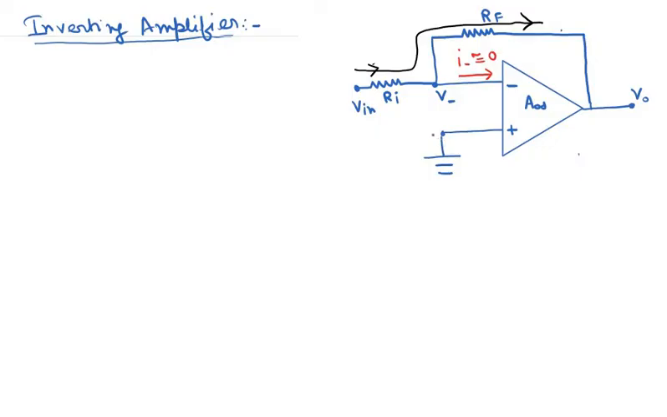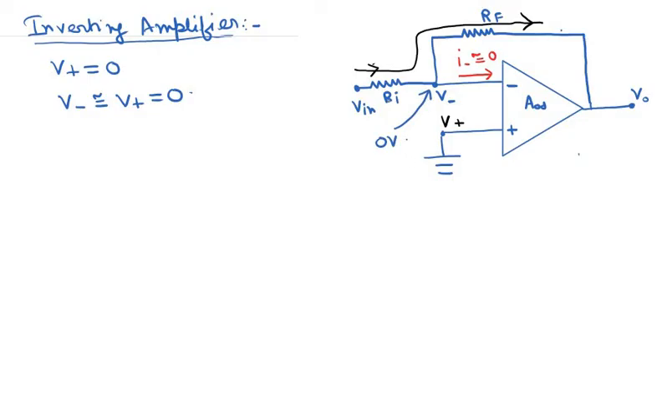Another point to note is that this voltage V plus and V minus should approximately be the same. Now V plus is equal to 0, because the non-inverting terminal is grounded. So since V plus is equal to 0, V minus, which is approximately equal to V plus, is also equal to 0. So the voltage at this point, because of virtual short, must be 0 volt.